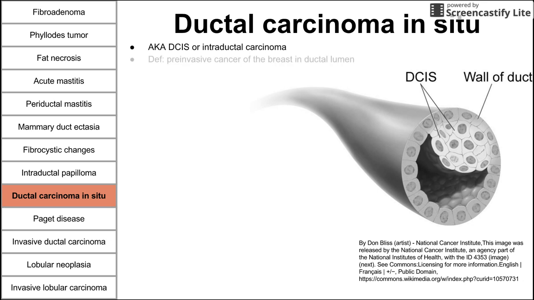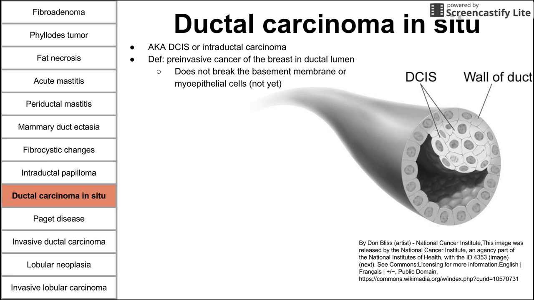This is also called DCIS for short. This is a pre-invasive cancer of the breast in the ductal lumen. So you can see that in the picture there. This is pretty much confined to the ductal lumen. It has not broken through that basement membrane yet, but it still shows some malignant signs, some cytologic atypia on histology. So again, it does not break through the basement membrane or myoepithelial cells, not yet.